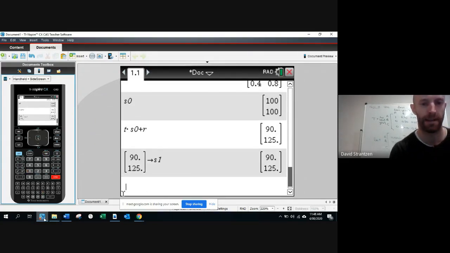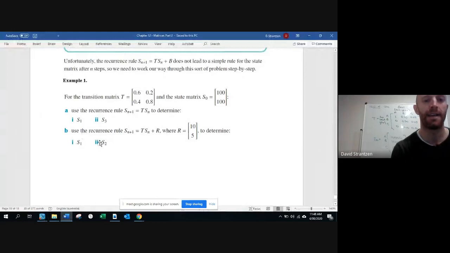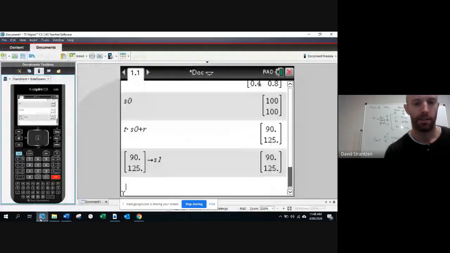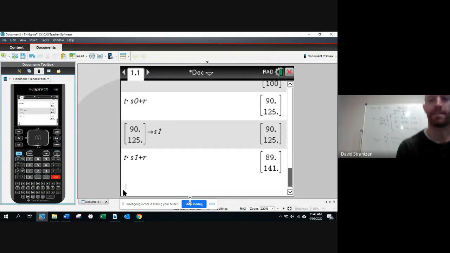So we've already found S1. Part 1's done. S2 is going to be, if we use the rule, S2 is T times S1 plus R. Just one step at a time here. So T times S1 plus R. And this is the matrix for S2. Okay. So 89, 141.